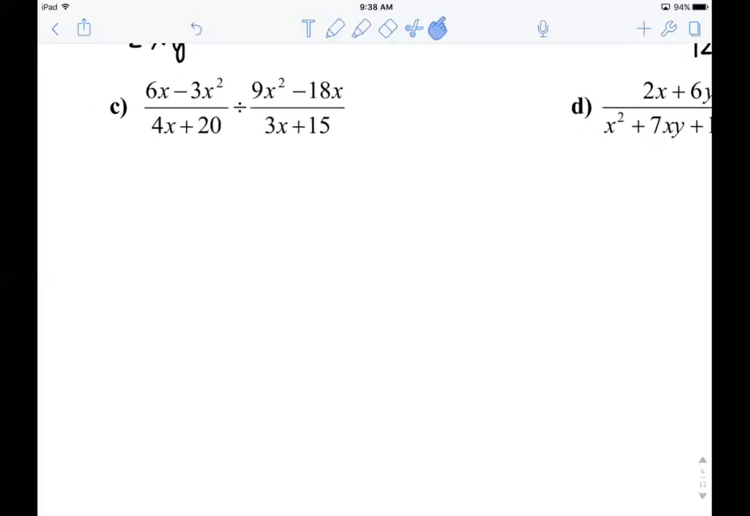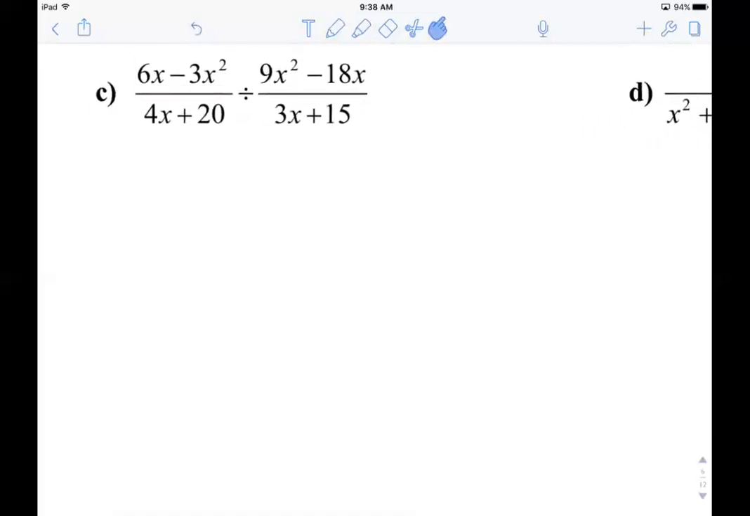So now for question C here, one of the things I'm going to do in my first step, of course, is change this division to a multiplication, and I'll do that by flipping around this second fraction. But another thing that I want you to keep in mind and take a look at is that I'm going to be trying to look for common ways to reduce.